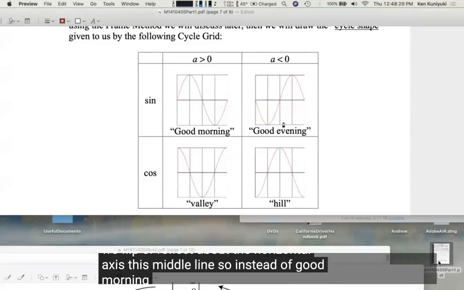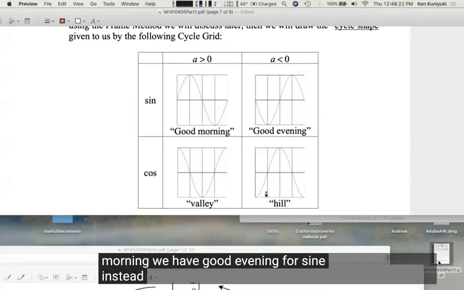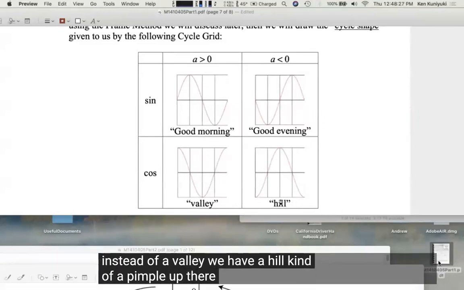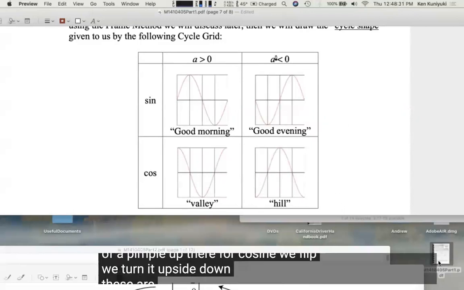So instead of good morning, we have good evening for sine. Instead of a valley, we have a hill, kind of a pimple up there for cosine. We flip, we turn it upside down. These are the cycle shapes.